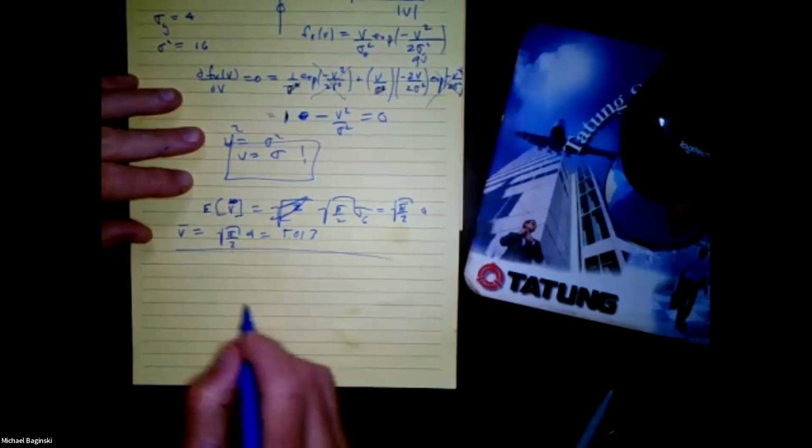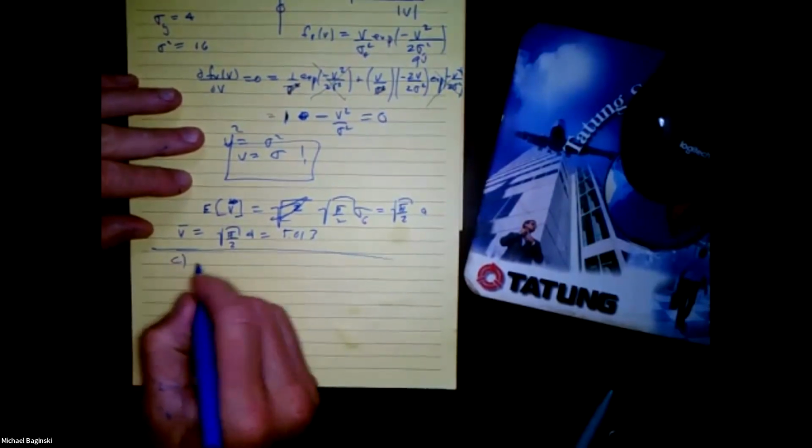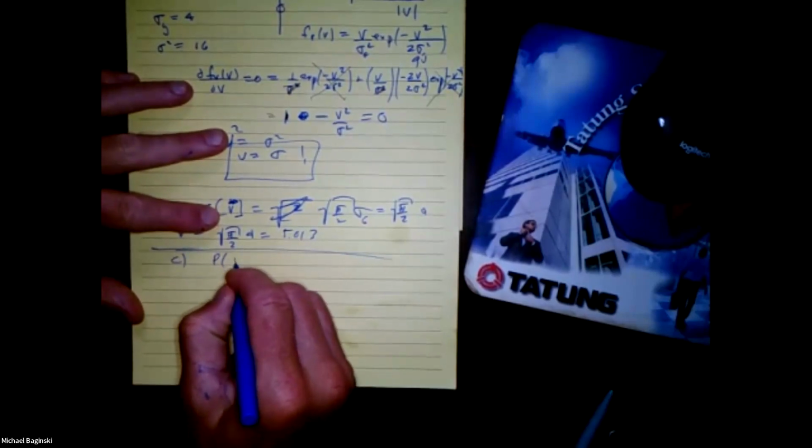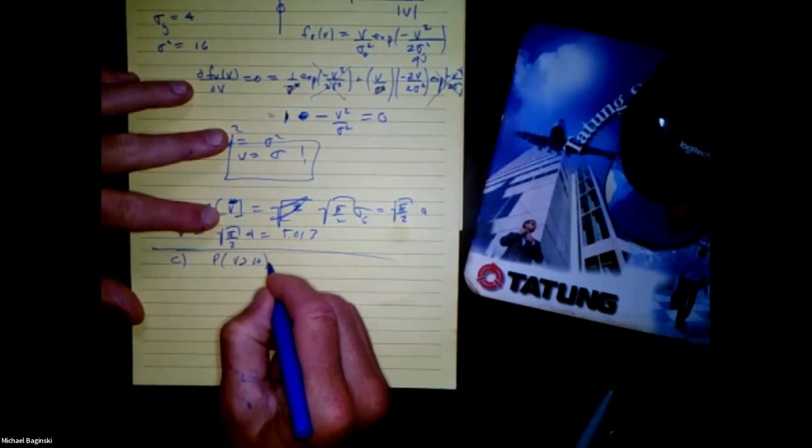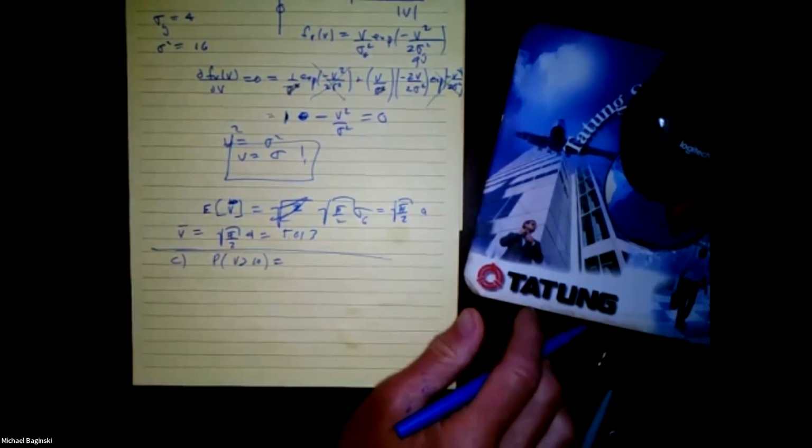Yeah. Then finally, in part C of that problem, they asked for what's the probability that the marble's velocity is greater than 10 feet per second. So this is part C. And they want the probability of V being greater than 10 feet per second. Now, how do we get that?